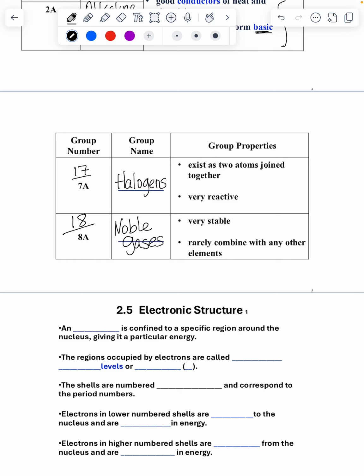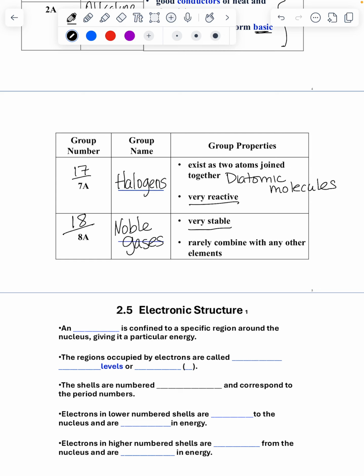Some properties of halogens: they tend to exist as two atoms joined together. We call these diatomic molecules, which we'll learn more about at a later time. They are very reactive, and that has to do with the fact that they only need one more electron to fill their outer shell. Whereas noble gases are very stable, so these are like complete opposites, very stable versus very reactive.